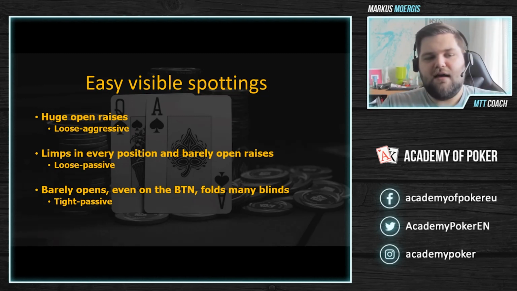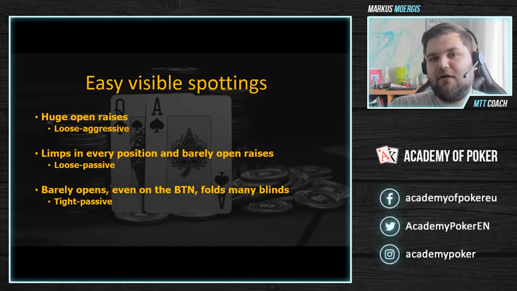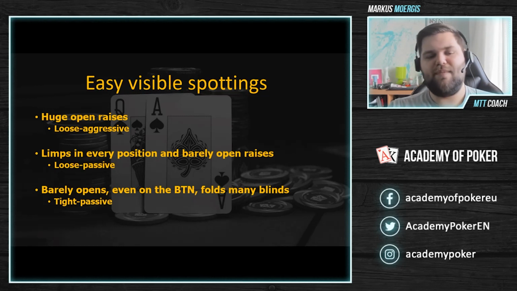Then we have the other loose player who is limping a lot, and almost in every position he limps. He almost never open raises, which means he just wants to play a lot of pots, but he's afraid to put money in. So those kinds of players are called loose passive.